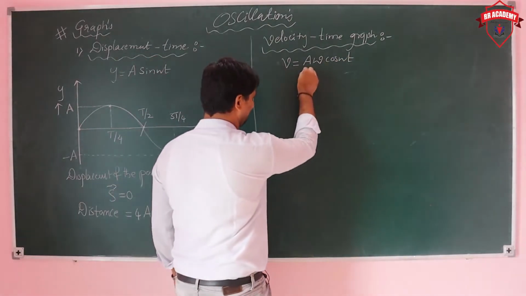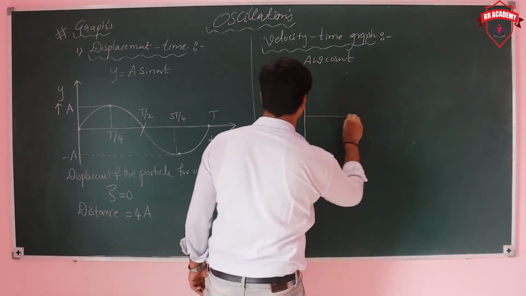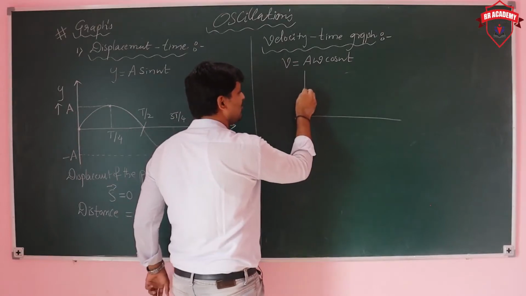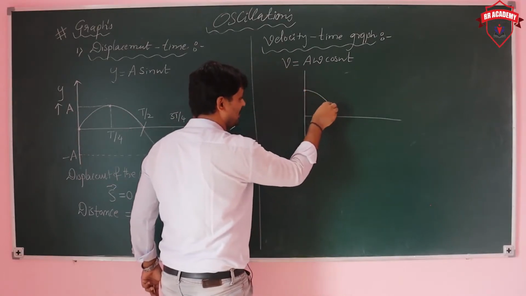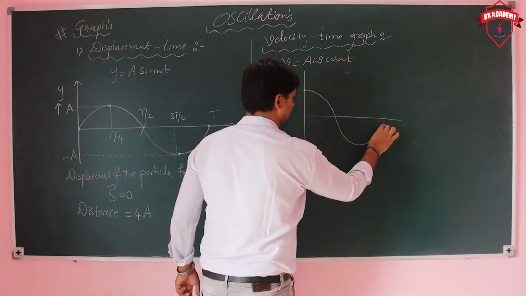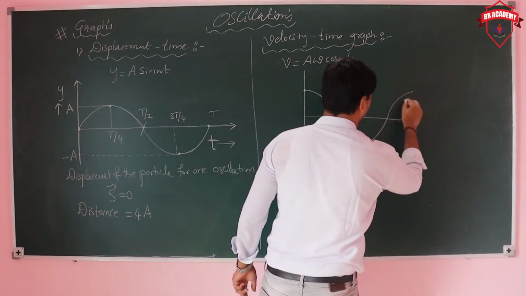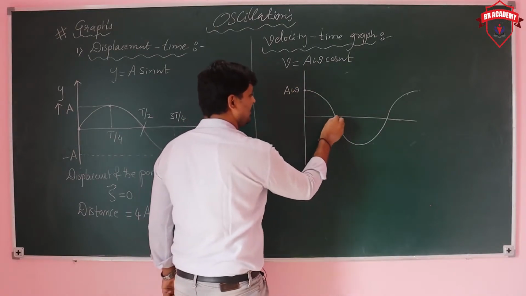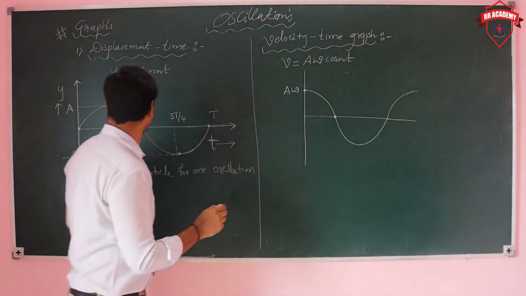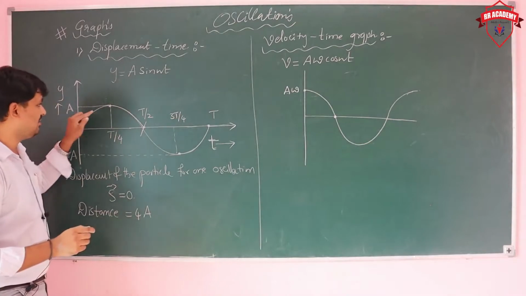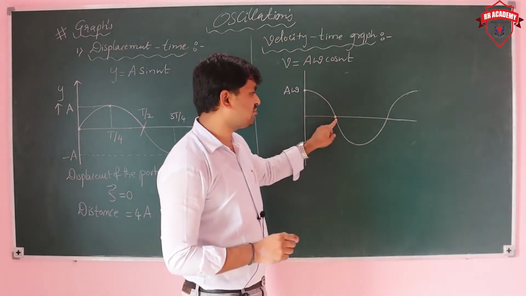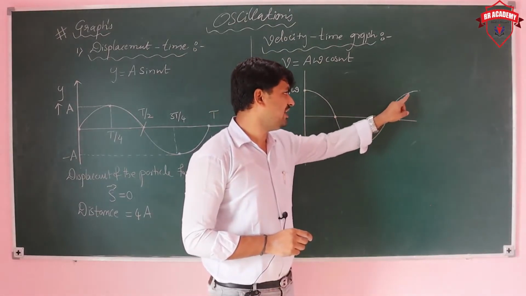So let's see what we are considering here. At mean position, what about the velocity? Maximum. How much? a omega. So the graph will come like this. Here what is the value? a omega. It is the extreme position. See here: mean, extreme, mean, extreme, mean.